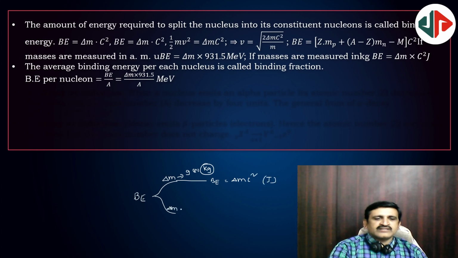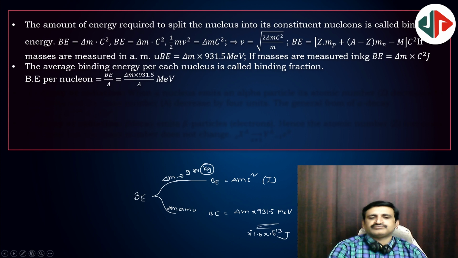If delta m is in AMU, then binding energy is equal to delta m into 931.5 MeV, million electron volt. You can multiply it with 1.6 into 10 to the power of minus 13, so that joule will come. Using this you can find out binding energy.